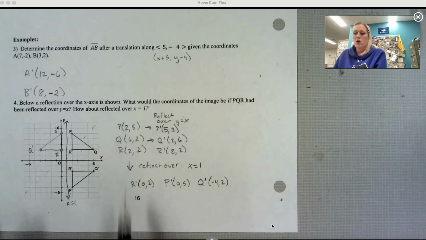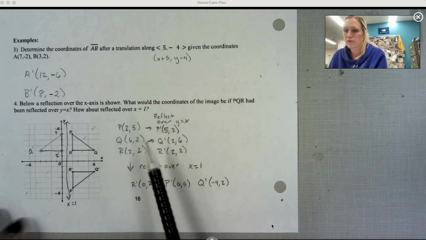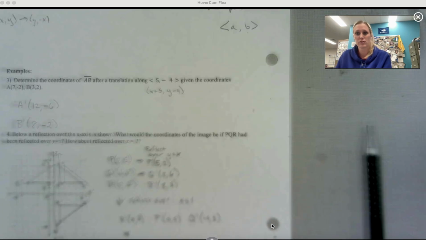If we don't have a coordinate rule for it, you can use the graph. If we do have a coordinate rule for it, you can just apply that to find the new coordinates. And that's all for the transformations examples.